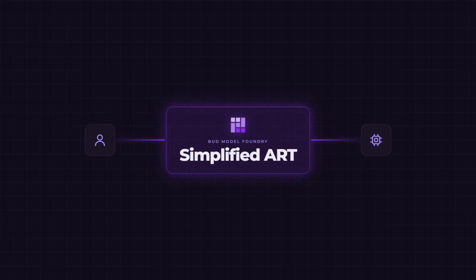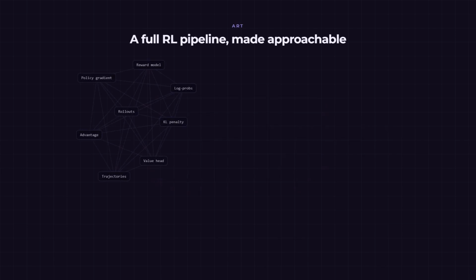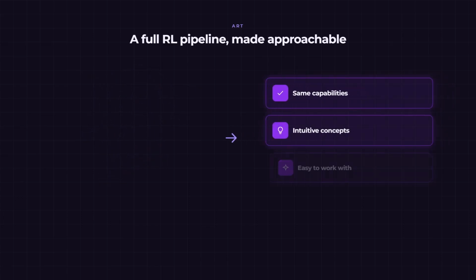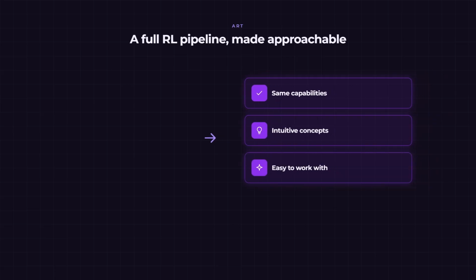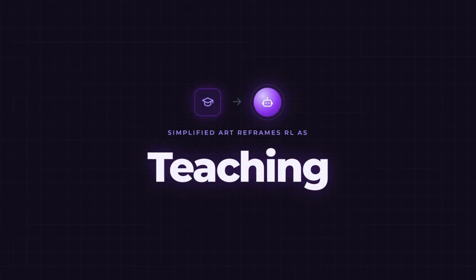This is exactly the problem Simplified ART and Bud Model Foundry is designed to solve. ART, or Agentic Reinforcement Training, provides all the capabilities of a modern reinforcement learning pipeline, but presents them through concepts that are far more intuitive and easier to work with. Rather than exposing the complexity of reinforcement learning directly, Simplified ART treats the entire process as teaching.